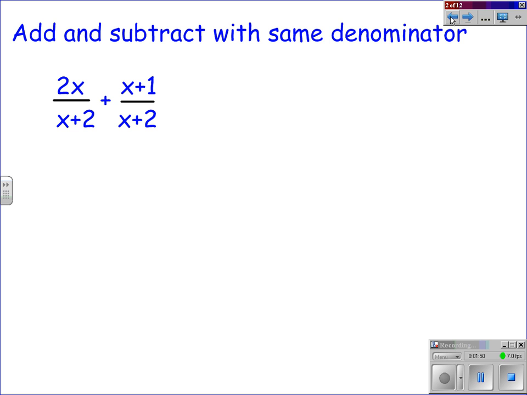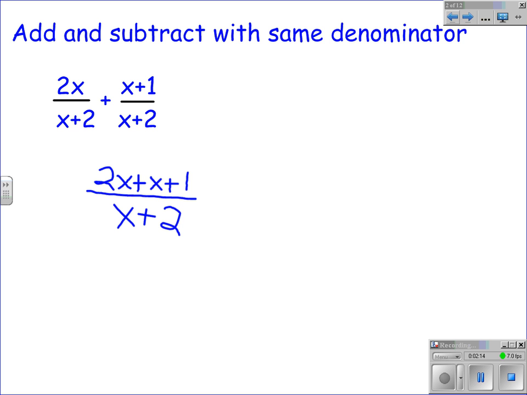Let's add these together. We're going to talk about common denominators first. We're going to add together what is there. So Alex commented, add the numerators together. And so write this with the same denominator, x plus 2. And on the top, we're looking at 2x plus x plus 1. Most of you probably would add those in your head.